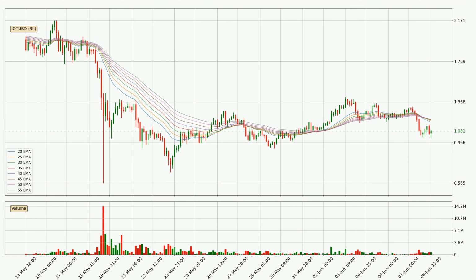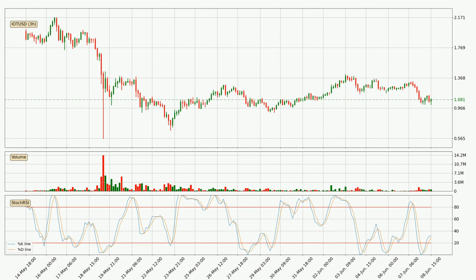Looking at the 3-hourly stochastic RSI, the stochastic RSI currently shows no overbought or oversold conditions, but the %K line is over the %D line, which means the current trend is to the upside.